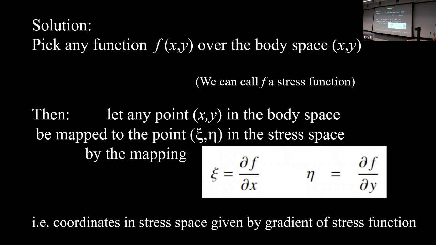And the way he guarantees moment equilibrium, he says, pick any function over the body. So pick some function f of x, y, which we're going to call a stress function, the Airy stress function probably, and let a point in the body space be mapped to the point in this funny stress space with its isotropic pressure by this mapping, which is the gradient. Take the gradient of that one and just plot it over there as a vector, as a point, the dot there. If you do that, the coordinates in the stress space are given by the gradient of the stress function.